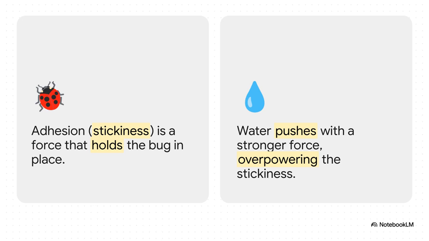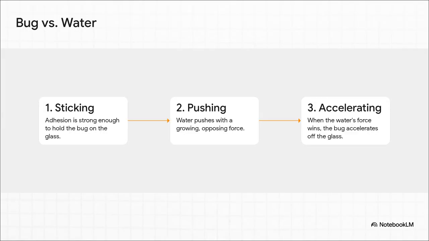On one side, you have the bug's own force, its stickiness or adhesion, holding it onto the glass. But then it starts to rain. And now you've got a new force trying to push it off, the water. And it's the exact same story as the apple, just on a different scale. At first, the bug's stickiness is strong enough, so it stays put. But as more water pushes and pushes, that force eventually overpowers the stickiness. The result? An unbalanced force, which means the bug accelerates right off the windshield.